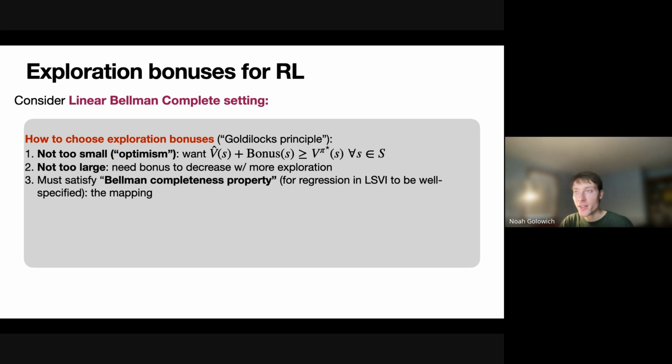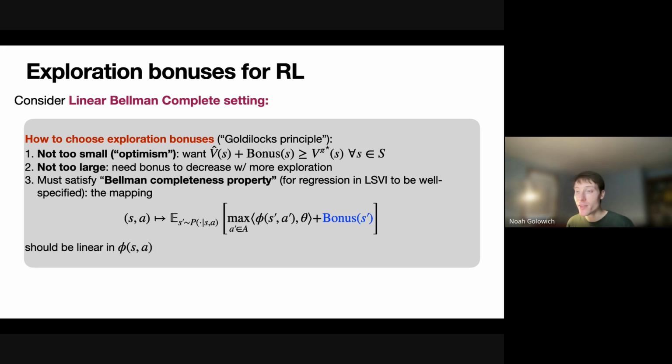Now, one of the more challenging things about learning with linear Bellman completeness is that we actually need our bonuses to satisfy a third property. Recall that when I was motivating linear Bellman completeness, the main motivation was that we wanted the regression problems in the context of least squares value iteration to be well specified. Now, in our algorithm, we're going to be regressing value functions or rewards plus bonuses onto feature vectors. And so we want the mapping from state action pairs to the expected value of the linear value function plus the bonus to lead to a well-specified regression problem.